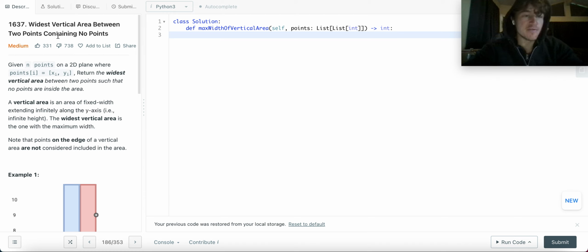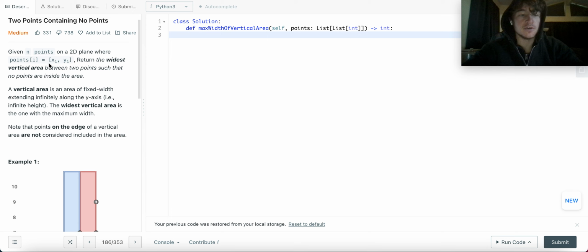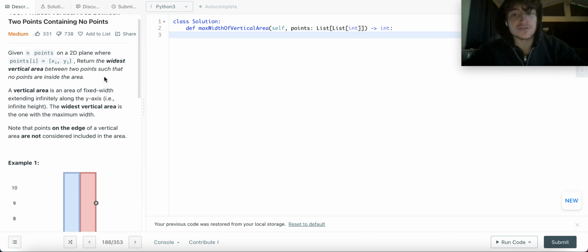So 1637, widest vertical area between 2 points containing no points. You're given n points on a 2D plane where points[i] equals [xi, yi]. So you're given the x position and the y position, right? If you've taken algebra or any math class where you graph, that idea makes sense, right? Return the widest vertical area between 2 points such that there are no points inside the area.